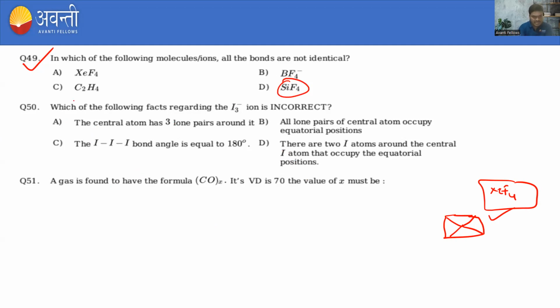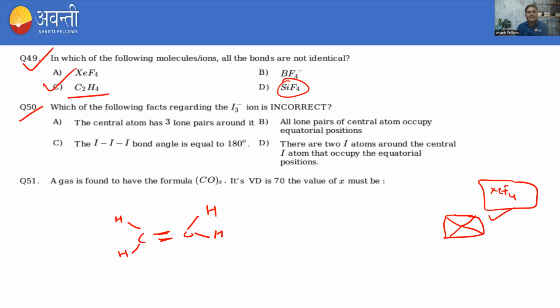Now, if we consider the structure of C2H4, how will you draw the structure? C, and here we have H, H, H, and H. So we can say that in C2H4, all bonds are not C-H bonds, right? There is also a carbon-carbon double bond. So we can say that in this the bonds are not equal. So which option is correct, beta? That is C2H4. Okay.